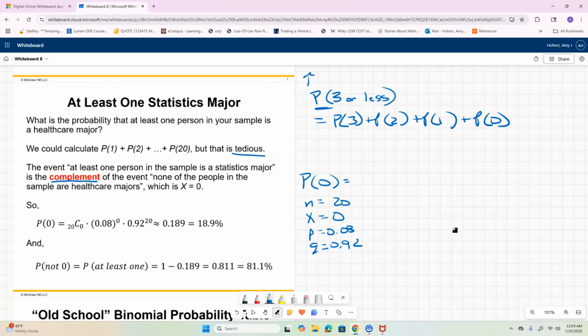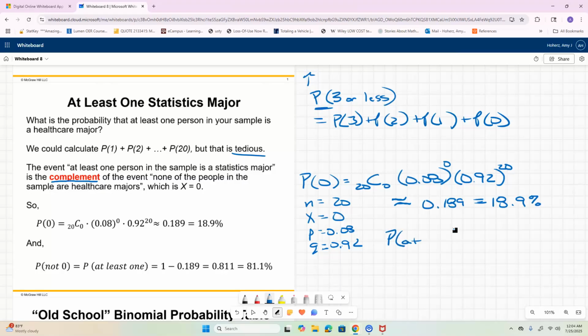And if we plug that in, we get 20 choose 0, 0.08 to the 0, and then 0.92 to the 20. And we would calculate this, which comes out to be approximately 0.189 or 18.9%. Again, if you want some practice, you can put that on your calculator and make sure you get the same thing.